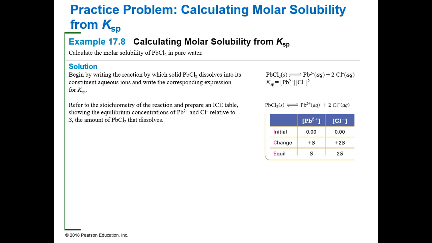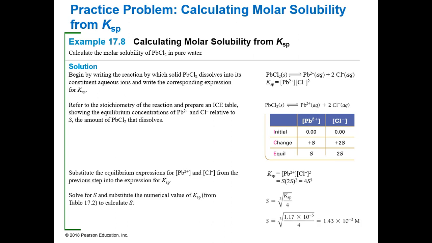So our lead is going to increase by S. Our chloride is going to increase by 2S because we have a 2 in front of our chlorine. So at equilibrium, our lead concentration is S and our chloride concentration is going to be 2S. We can then plug those back into our KSP expression. So our KSP, we said, was lead 2 plus times chloride minus raised to the second power. So let's plug in the S for the lead, and let's plug in the 2S for the chlorine. They then simplified that. So if you square the 2S, right, you get 4S squared, and then you multiply the whole thing by S, we get 4S to the third. So our KSP equals 4S to the third.